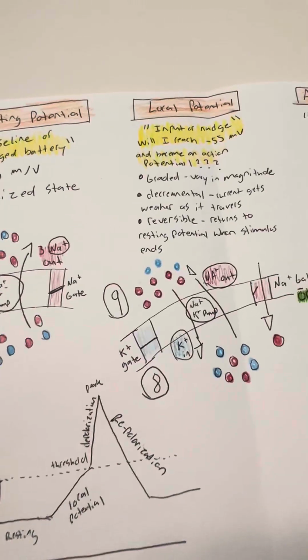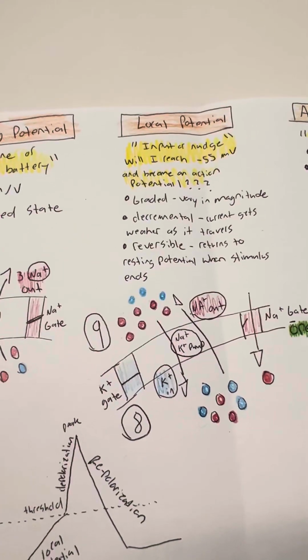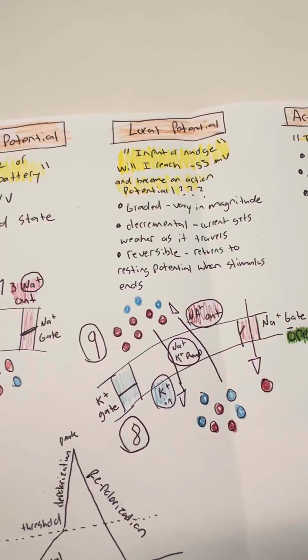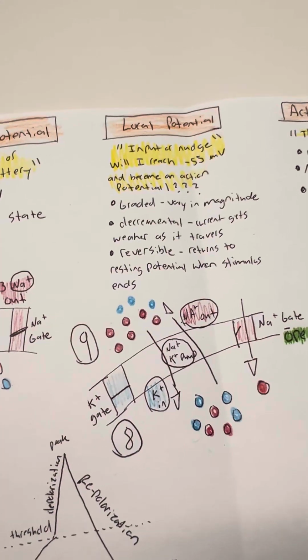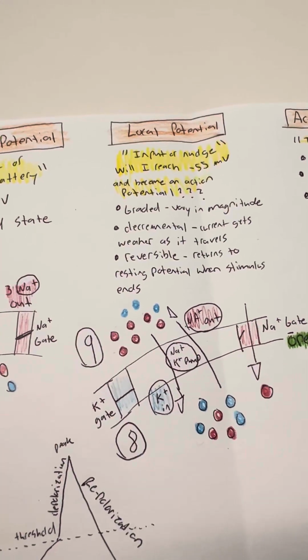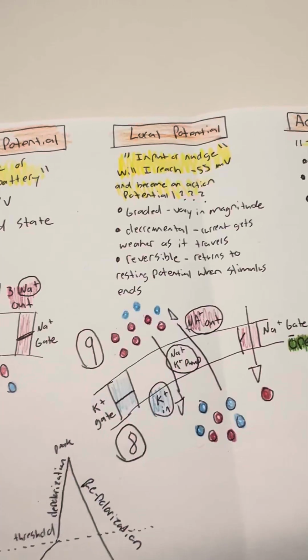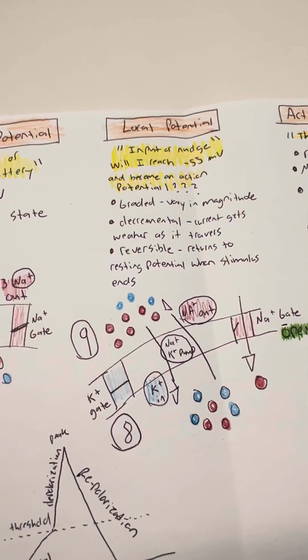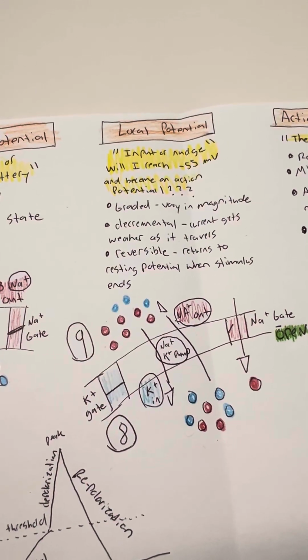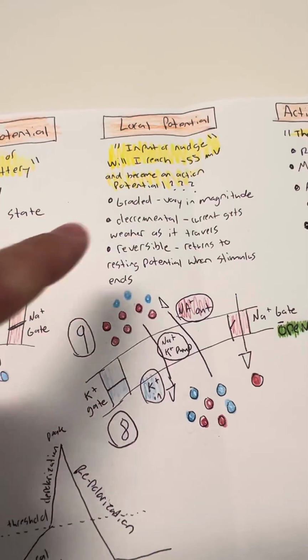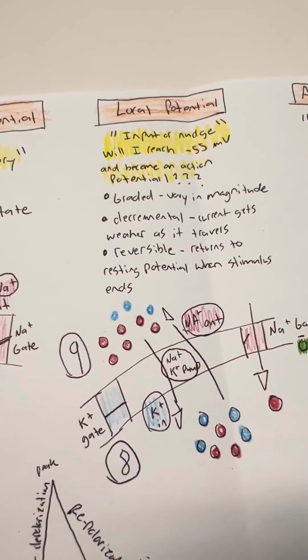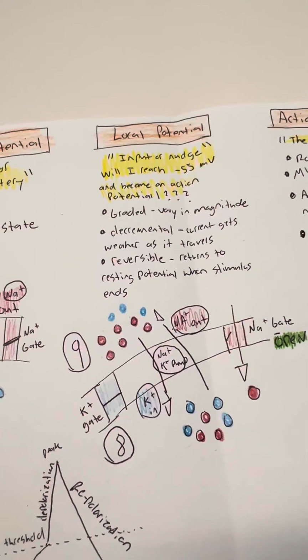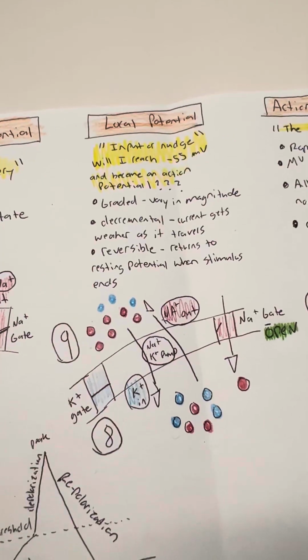The next stage is going to be the local potential. And the way that I'm thinking about this is that it's the input, or the nudge, that moves us away from the resting potential. The fundamental consideration with the local potential is whether or not you're going to reach the negative 55 millivolts. If you do, you'll get to the action potential, which we'll get to in a moment. But if you don't, you'll just return back to the baseline.